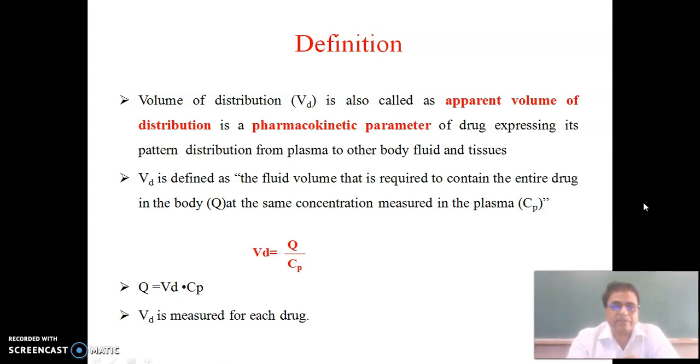But let me define first what is volume of distribution. It is defined as the fluid volume that is required to contain the entire drug in the body at the same concentration measured in the plasma. So if you look at the formula, volume of distribution is the ratio of the total amount of drug in the body divided by the plasma concentration. So anytime if you want to know the total amount of the drug in the body, you have to multiply the plasma concentration which you have measured by the volume of distribution, then you will come to know the total amount of the drug in the body.